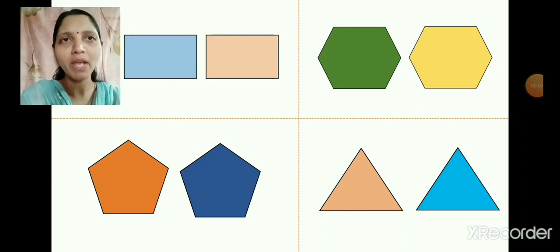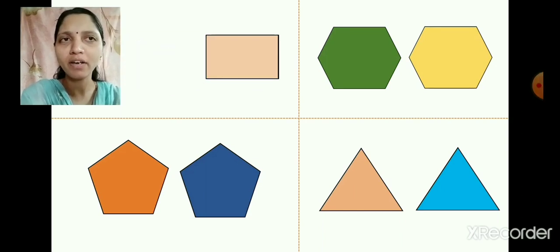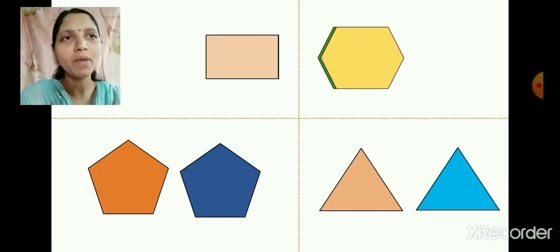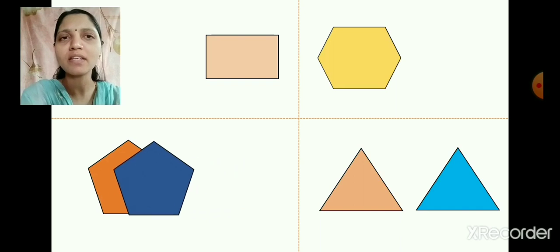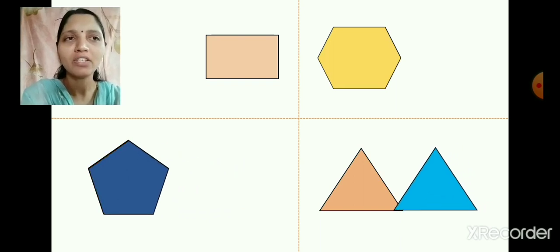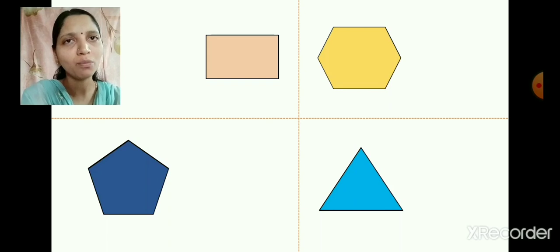What can you do to find the congruency between the figures? You have to place this figure on the other rectangle, and if it fits exactly with it, then you can say that the two rectangles are congruent. Similarly, you have to place one hexagon on the other hexagon, and if it fits exactly with it, you can say that these two are congruent. The case is similar with the pentagons and triangles. So any figure that you place on another figure, and it fits exactly with it, then you can say that the figures are congruent.